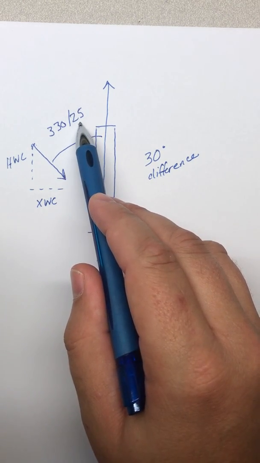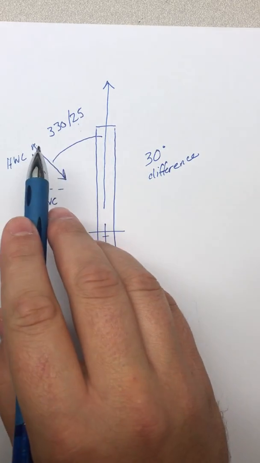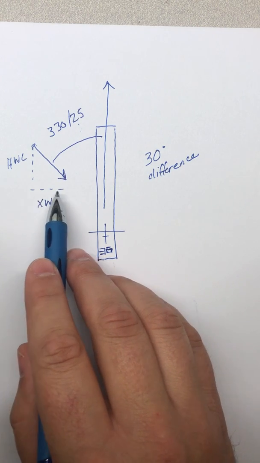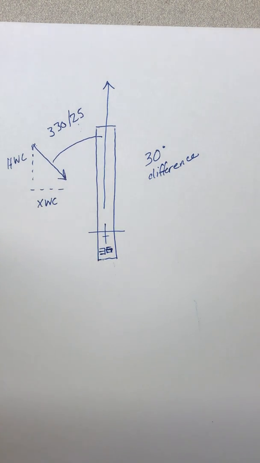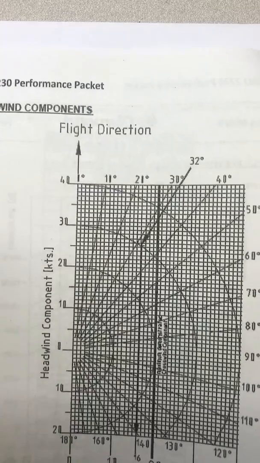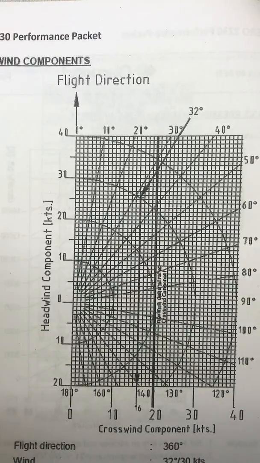With that information, we can now go to our chart to find out just how much of that 25 knots is a headwind, and how much of that is going to be a crosswind for us, because for crosswind components, there are limits too. So we go to page 4 of our performance packet and we see this chart here. It does look a little bit confusing at first. I'll point out a couple of things here first.